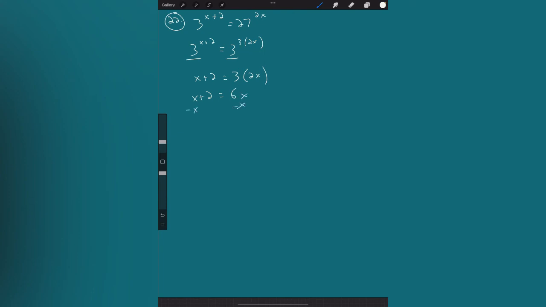Subtract x from each side. I get 2 is equal to 5x. Divide by 5 on each side, and I get x is equal to 2/5. All right? And that's my answer. So that one was a fraction. I know you guys don't like fractions and decimals when I give it to you, but I wanted to at least give you one here. x would be 2/5 in this example.